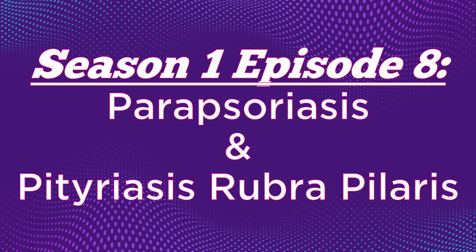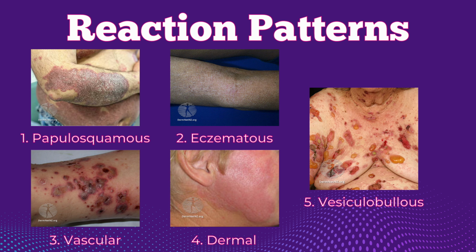First, let's review our basic framework for reaction patterns so we can burn this information into our brains. The 5 main reaction patterns are papulosquamous, eczematous, vascular, dermal, and vesiculobullous. There's absolutely crossover between these categories where one condition can fit into several of them, but this is at least a good place to start.